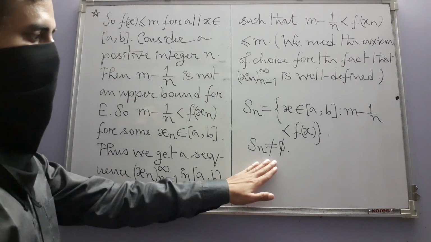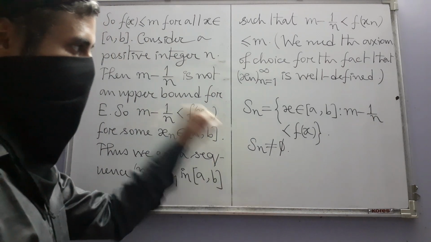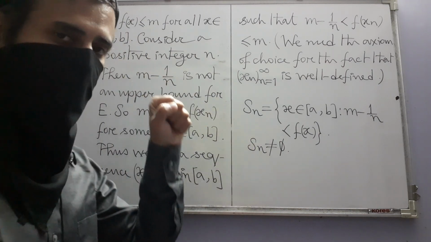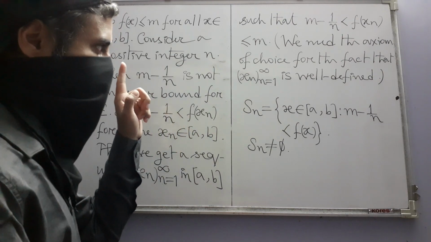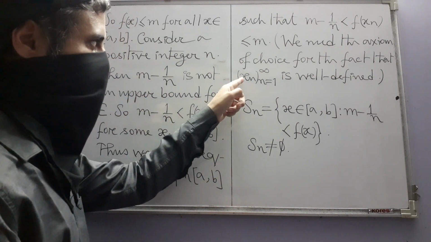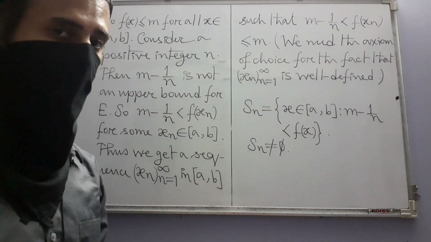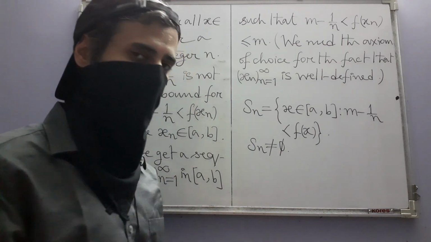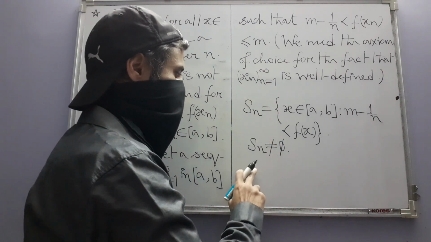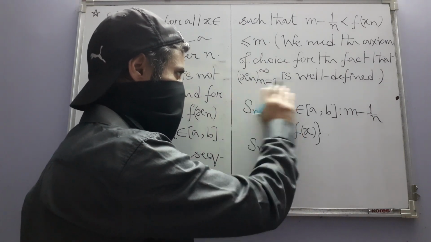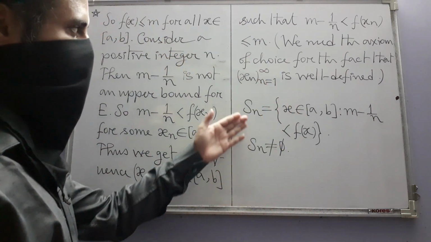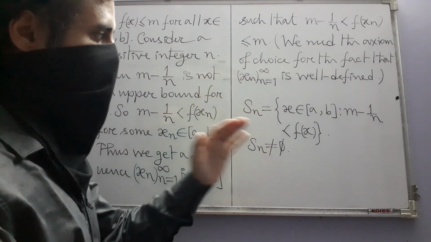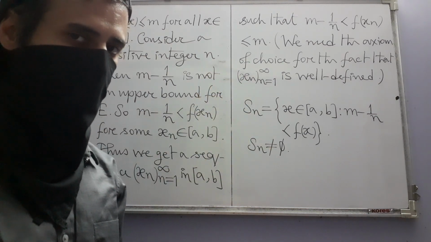The axiom of choice allows us to choose one xn from each Sn. And when we do that, we get this sequence. Or in fact, more rigorously speaking, the axiom of choice implies that there exists a sequence such that the nth term is coming from Sn.